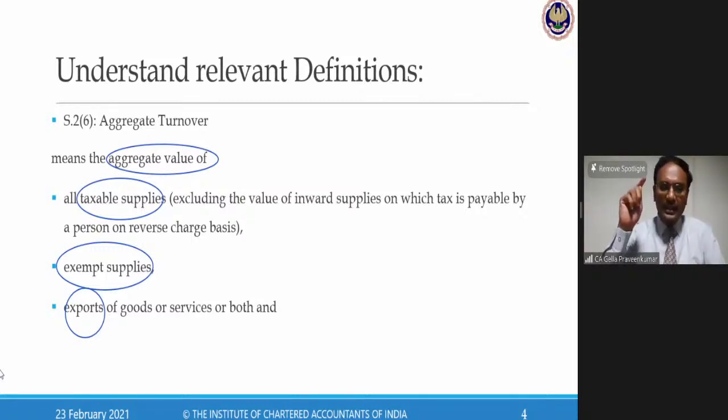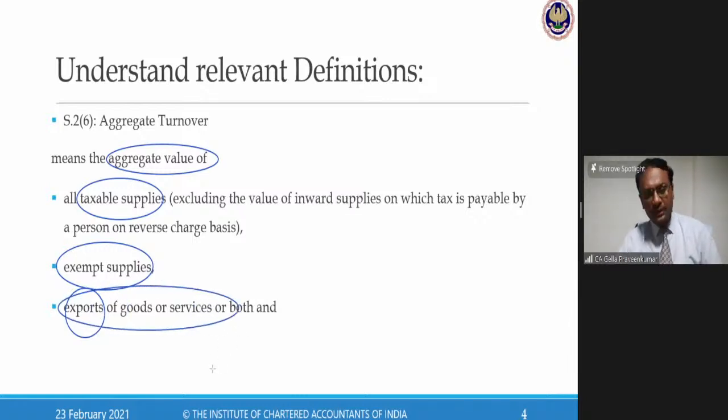Now, I draw attention to most of you who are listening to me to this term called export of goods or services. Please understand this term. It is not exempted turnover. When I say export of goods or services, it is nothing but a taxable supply. Because I am making an export, the rate of tax is 0.